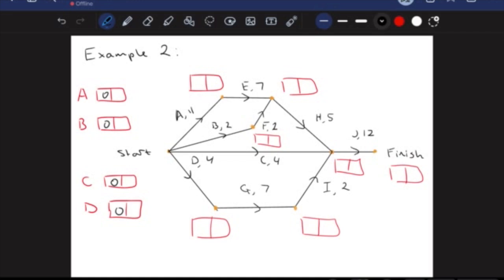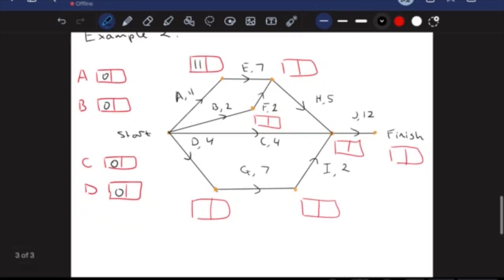I'm going to start at activity A. Now, activity A takes me 11 hours. So that means the earliest start time for my next activity, E, is going to be 11 hours. I cannot start this until the predecessor, A, is complete. So that is going to be 11 here.